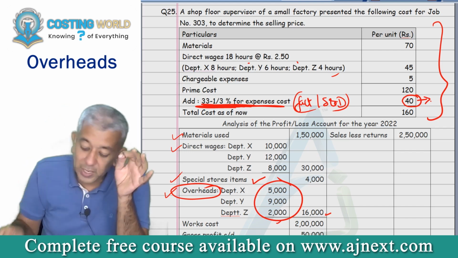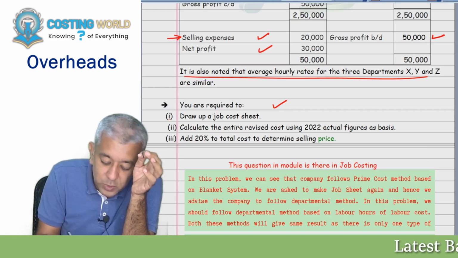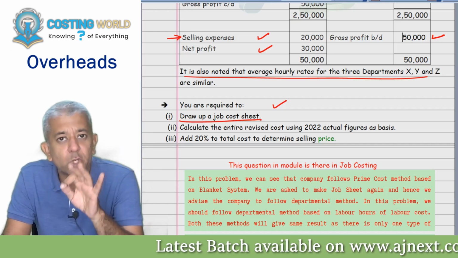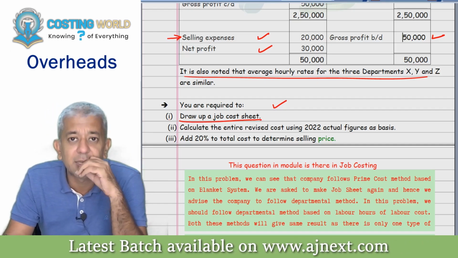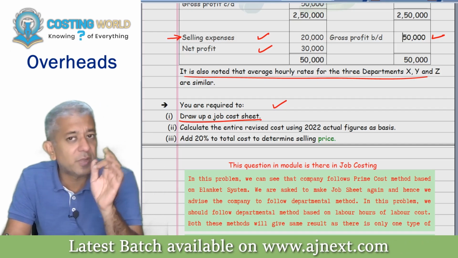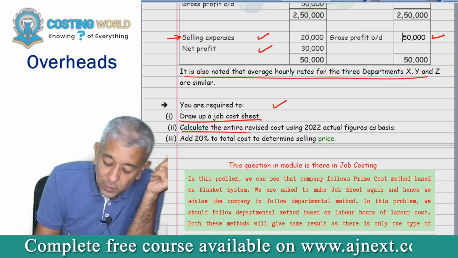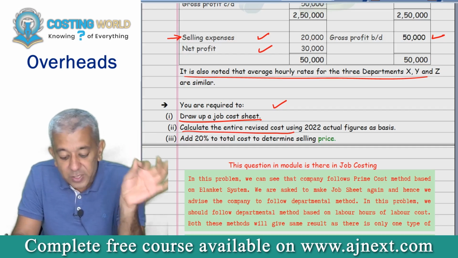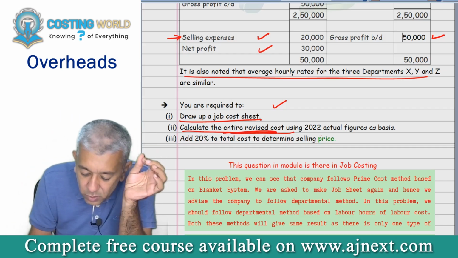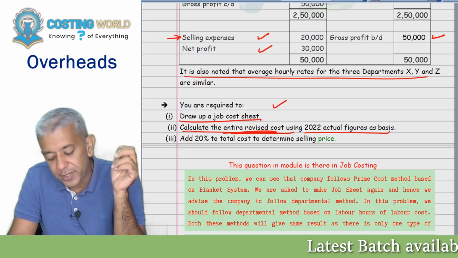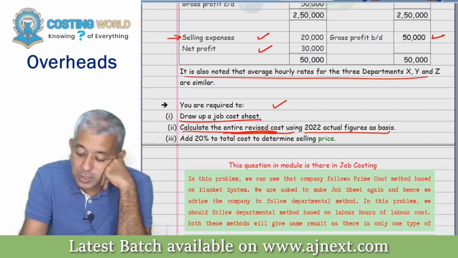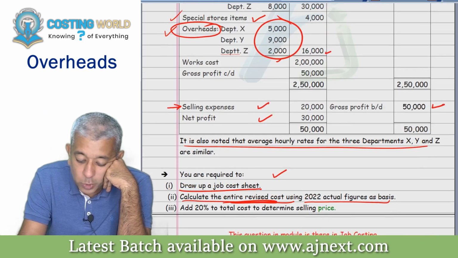Yes. So in this particular question, they ask you to draw a job cost sheet. You are going to explain that instead of following the blanket method, we recommend that the company should follow the departmental method. Further, calculate the entire revised cost using 2022 actual figures as basis.